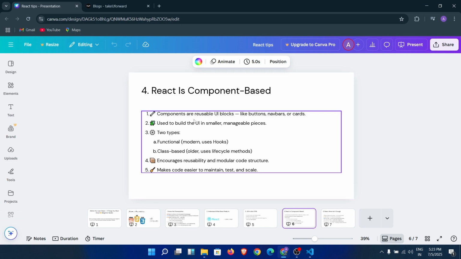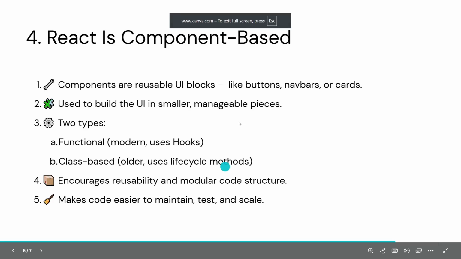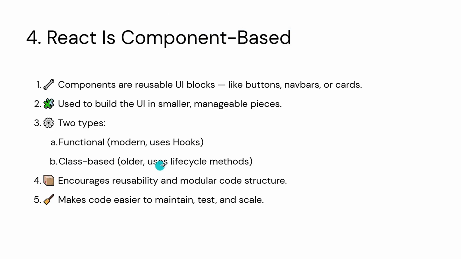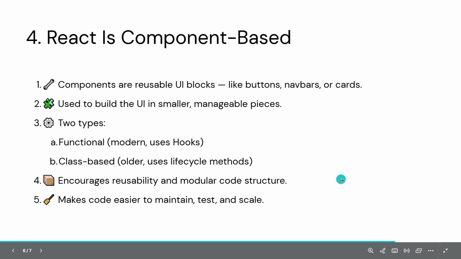Component based are nothing but the reusable UI blocks like buttons, navbars or cards. And there are two types of components, functional and class based. The class based was used in older React or older lifecycle methods, but the new one uses the functional that we had seen in our React application, where we created a function, about function, and then returned it. Okay, so this helps to encourage reusability and modular code structure.